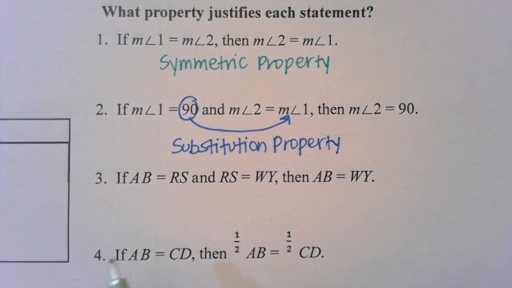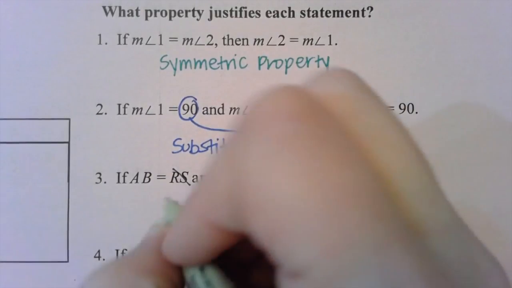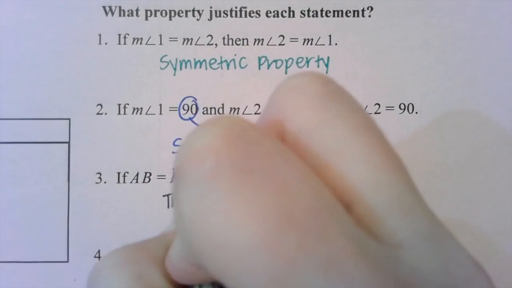Number 3, if AB equals RS and RS equals WY, then AB must equal WY. So what we did here was we cut out the middleman and we're left with what we had first and last. So that would be the transitive property, just like the law of syllogism.